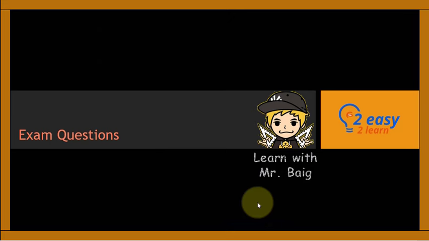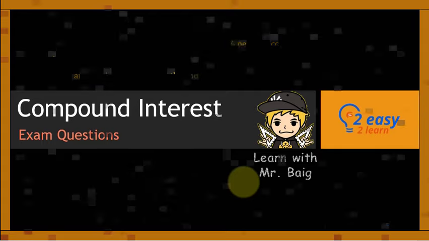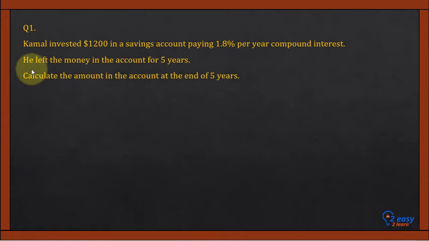Exam questions. Let's discuss a few exam questions and apply this compound interest formula. Question number 1. Kamal invested $1,200 in a savings account paying 1.8% per year compound interest. He left the money in the account for 5 years. Calculate the amount in the account at the end of 5 years.